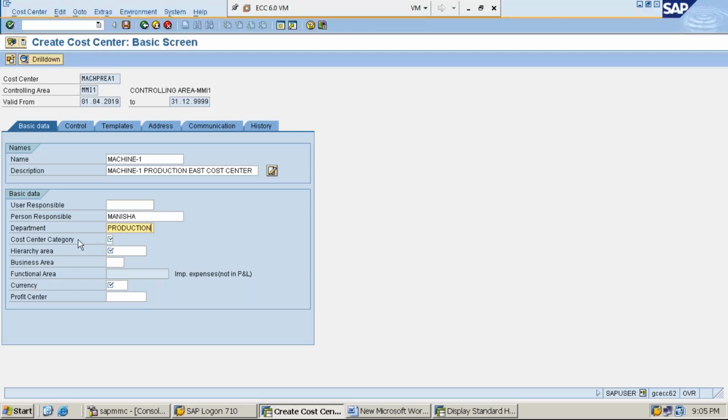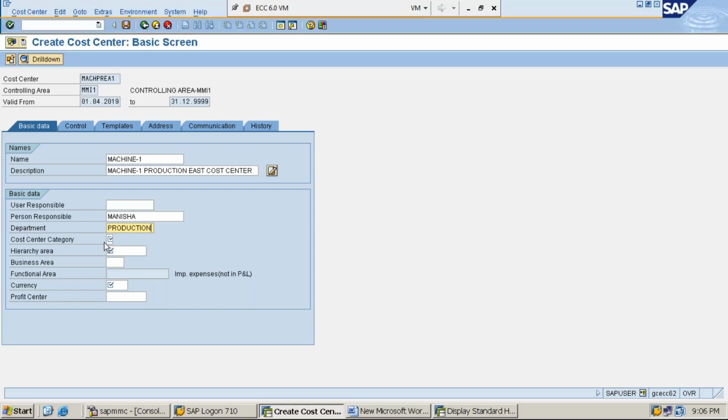See, looking at the data given in the department field, the user will understand that this cost center belongs to production activities or service activities or semi-service activities. So the user will understand what type of operations will be carried out by this particular cost center, looking at the departmental information. Clear?